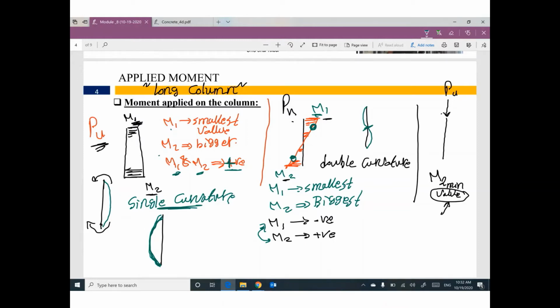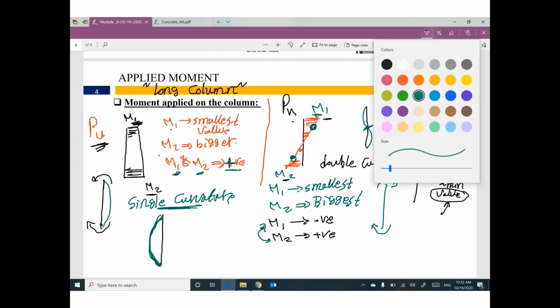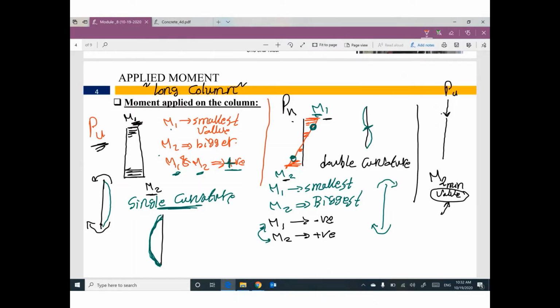Second column, we have moments that look like this. So the buckle of this column looks like this. In this case, M1 will be negative, M2 still positive, and M1 is also the smallest value, M2 is the biggest value.